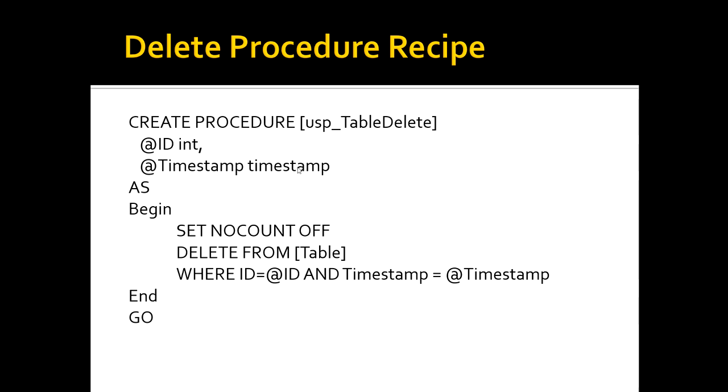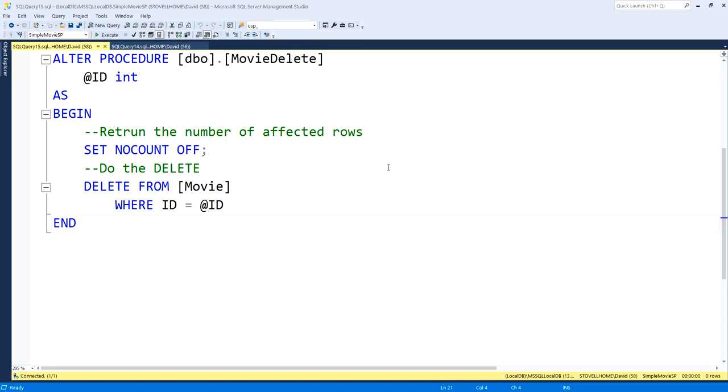But we do need the timestamp if we're going to do concurrency, right? So we set no count to off, so we let them know if a record was affected or not. Delete from the table where the primary key matches as long as the timestamp hasn't changed. Simple, simple. There we go.